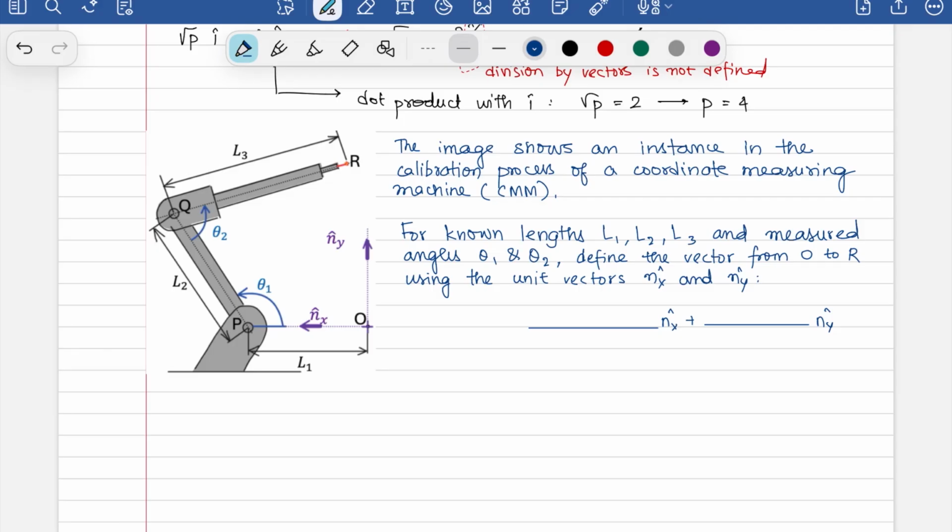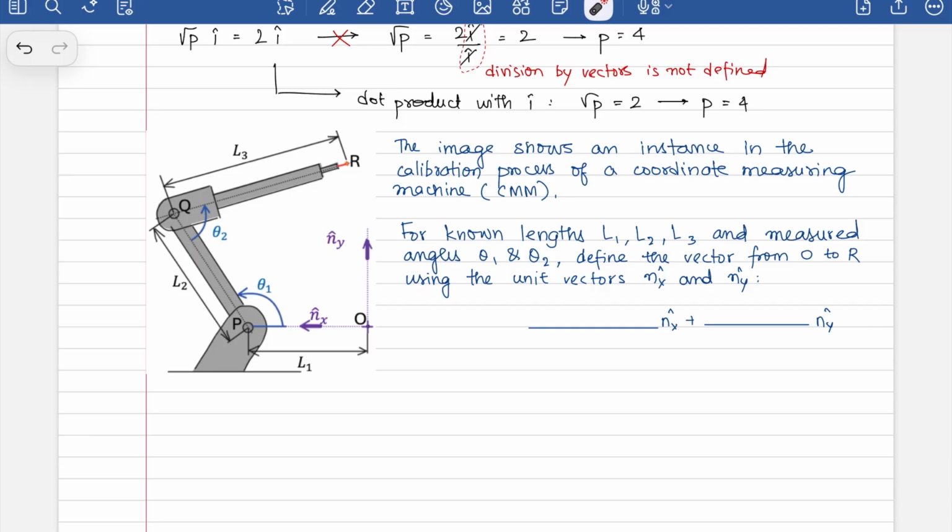Okay, so I took the time to write down the question. Essentially, we want to define a vector from O to this point R. We know the lengths L1, which is from this point O. It's like the origin. From O to P is a distance of L1, that's fixed. From P to Q is the distance of L2, that's fixed.